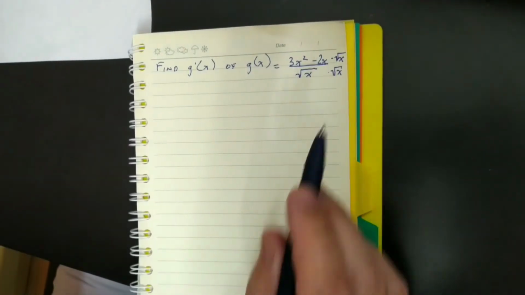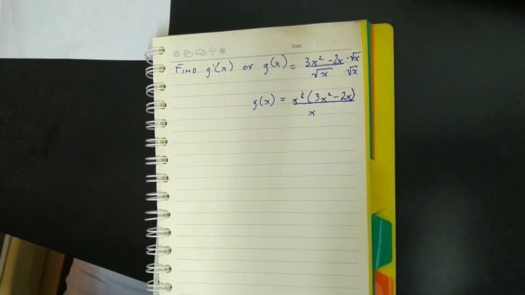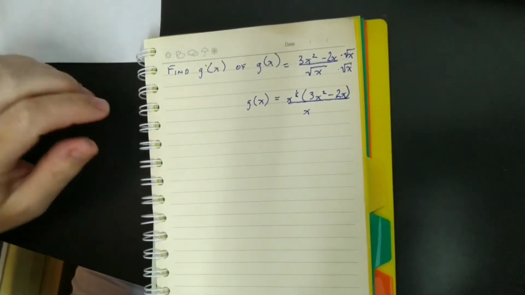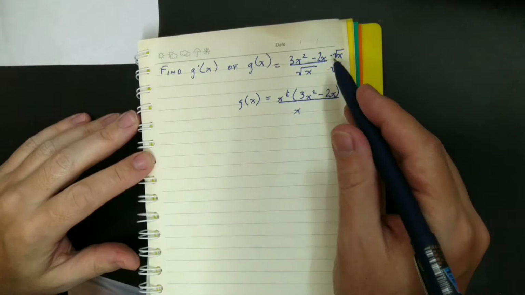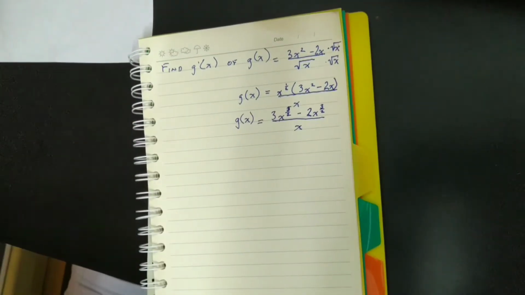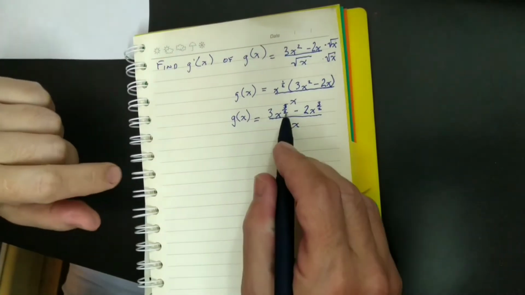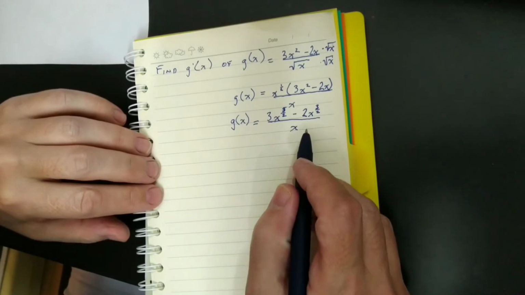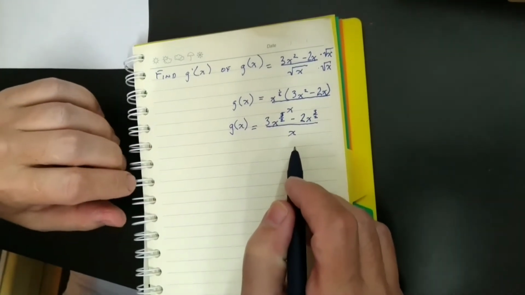As you know, there are several ways to go about doing this. I went ahead and put it in fractional exponent form. And the x to the 1/2 is the same as the square root of x. And we wind up with 3x to the 5/2 minus 2x to the 3/2, all over x, after we expand.